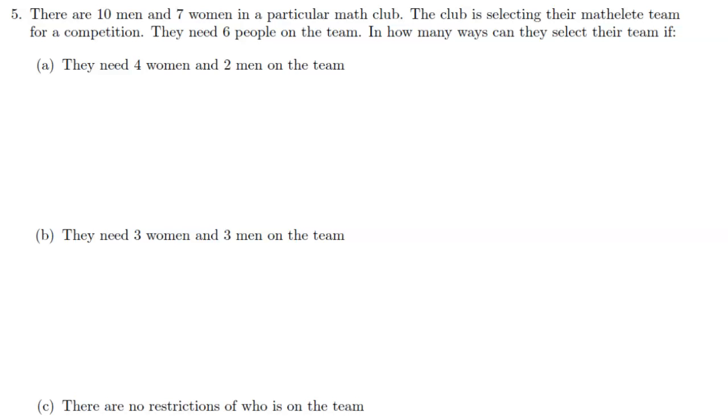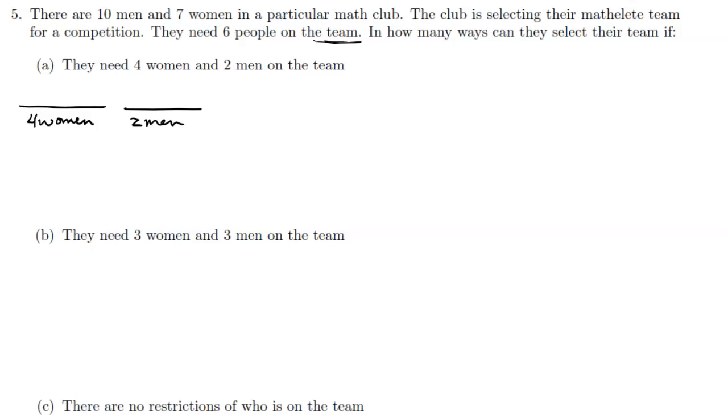Well, let's think about it. If we're making a team, again, really that means that we've got groups of people. So we're going to have to take advantage of combinations in this problem. But does everyone come from one group, or do they come from different groups? And we can see that they come from different groups. We're going to have to pick 4 women, and we're going to have to pick 2 men.